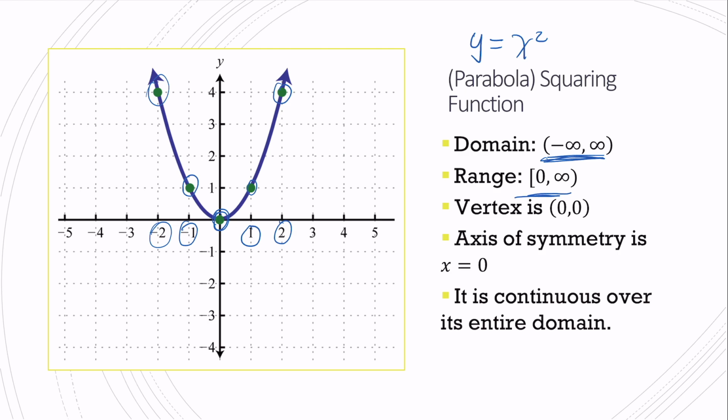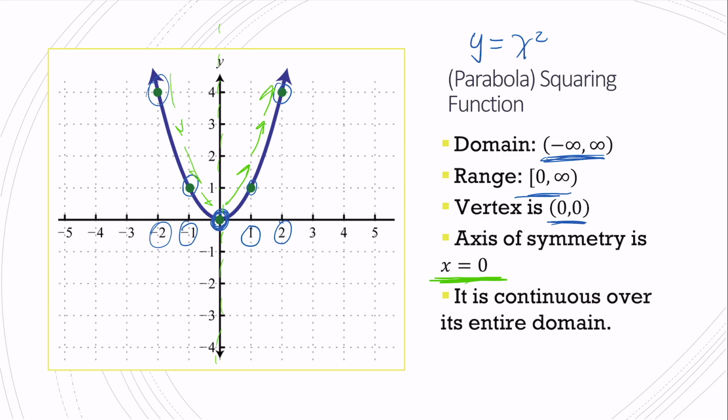And its vertex is 0, 0. Its vertex is our origin. And what do I mean by vertex? Well, our vertex is where our graph looks like it's changing from having negative slope to positive slope. It's also what divides our parabola in half symmetrically. So here we'd have an axis of symmetry when x equals 0. Remember, if x equals a constant, its graph is a vertical line, and it has undefined slope.